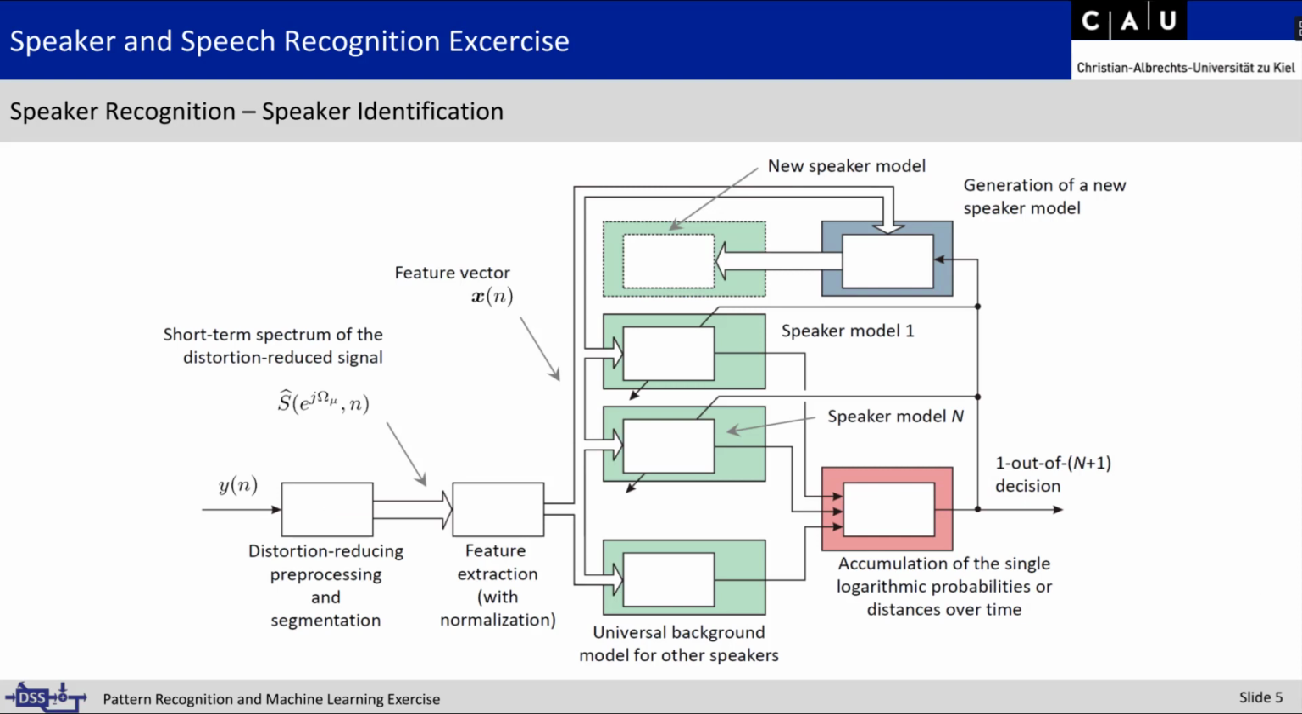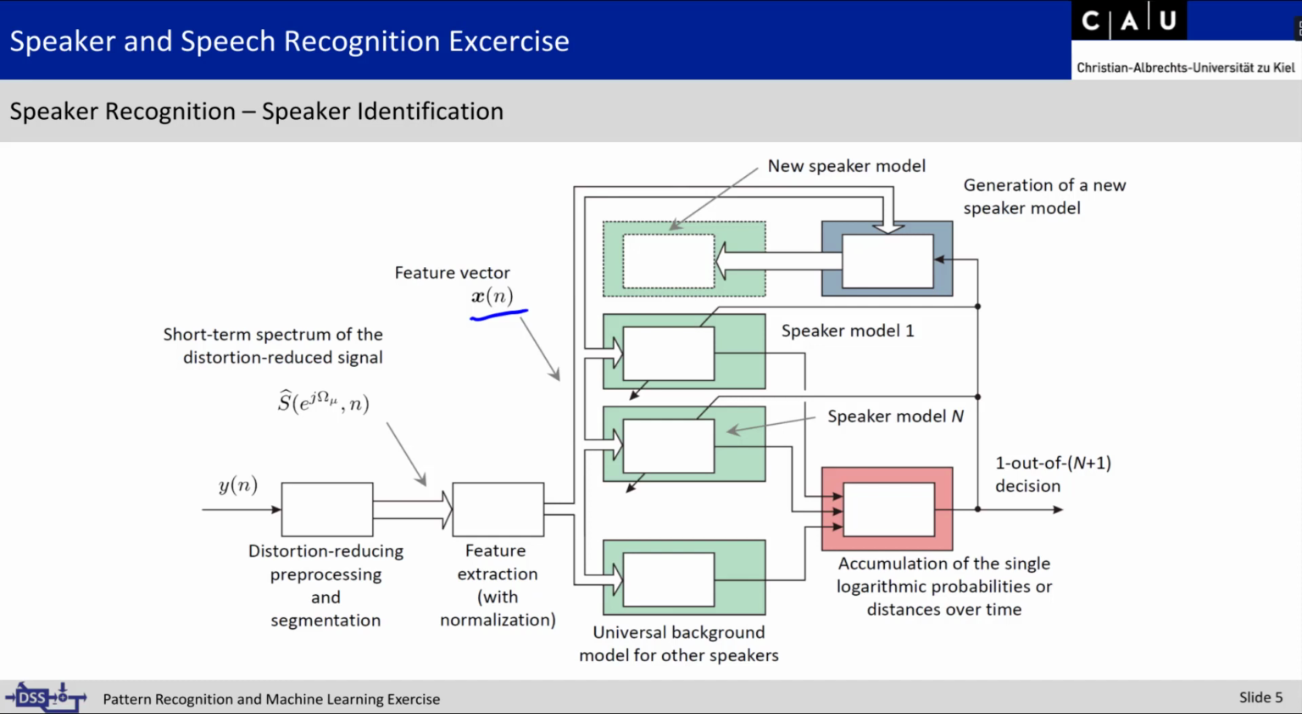For speaker identification, we have the same beginning. So we also have our y of n, our input signal, that goes to the distortion-reducing preprocessing and segmentation, where we, for example, reduce noise and only let voice signals through. So we have a voice activity detection, for example. Afterwards we get our short-term spectrum that will go into our feature extractor, where we also do the normalization. Afterwards we have again the feature vector x of n, and now we want to identify our speaker.